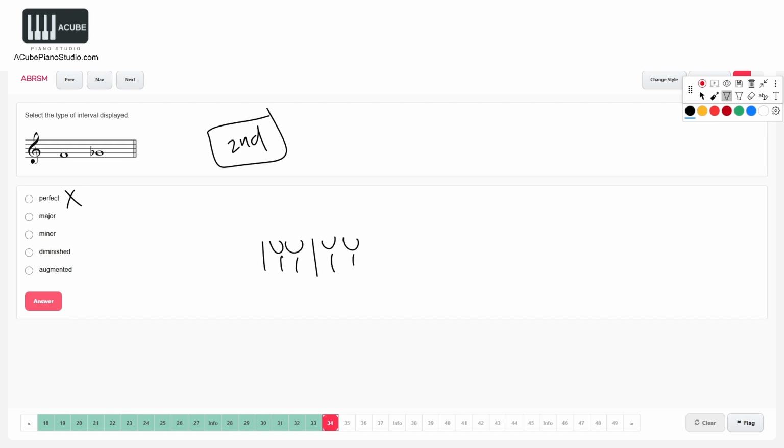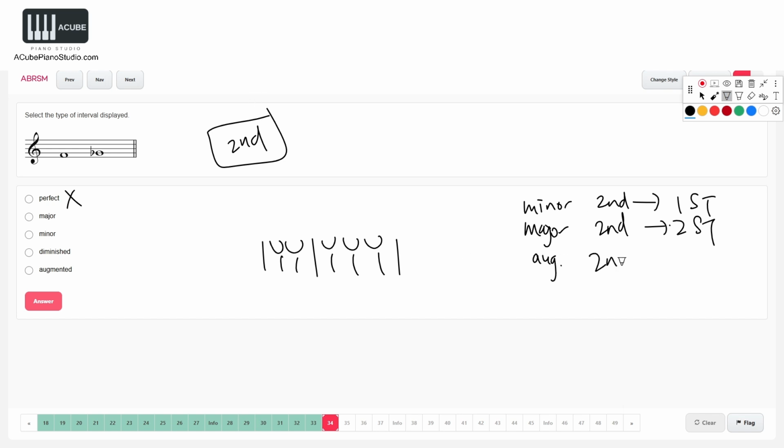Let's draw this out. For second, I really like to use the number of semitones. So remember, major second is 2 semitones, right? Minor second is 1 semitone. No diminished second. Diminished second, you're playing the same note, but they are just enharmonic of each other. Okay, so augmented second, you have 3 semitones apart. So let's look at this. This is F, which is here. This is G flat, which is here. So they are just 1 semitone apart. So therefore, it is a minor.